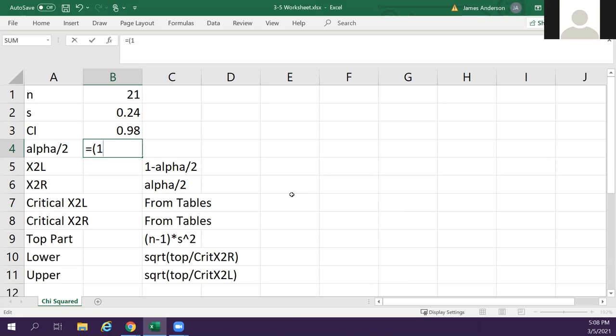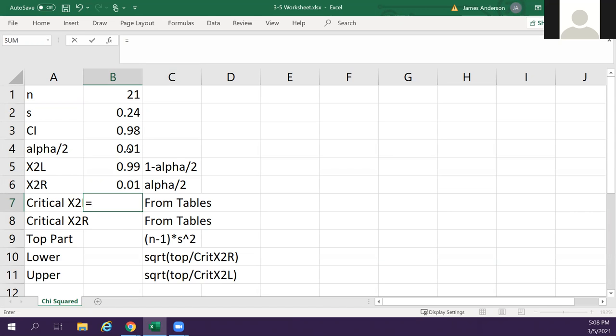1 minus 0.98 divided by 2, which gives us that. So this is just that value there, and this will be 1 minus that value. Easy enough so far? Yeah. So these two here use different functions, which is where it's kind of weird. Actually no, it's the same function, but it's kind of weird.